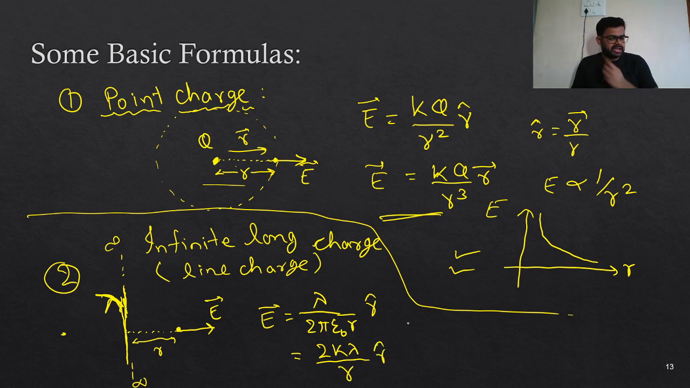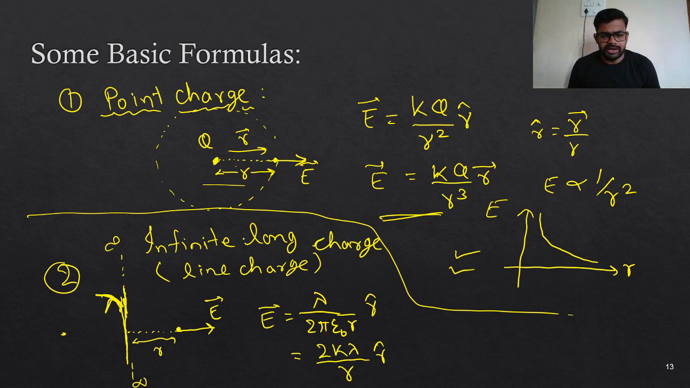So this is the simple thing, all of you can do it. What is the value of k? 9 into 10 raised to 9, and its formula is 1 upon 4 pi epsilon naught. So 2k lambda upon r and r cap. This is the formula for the infinitely long line charge, and all of you can do it.